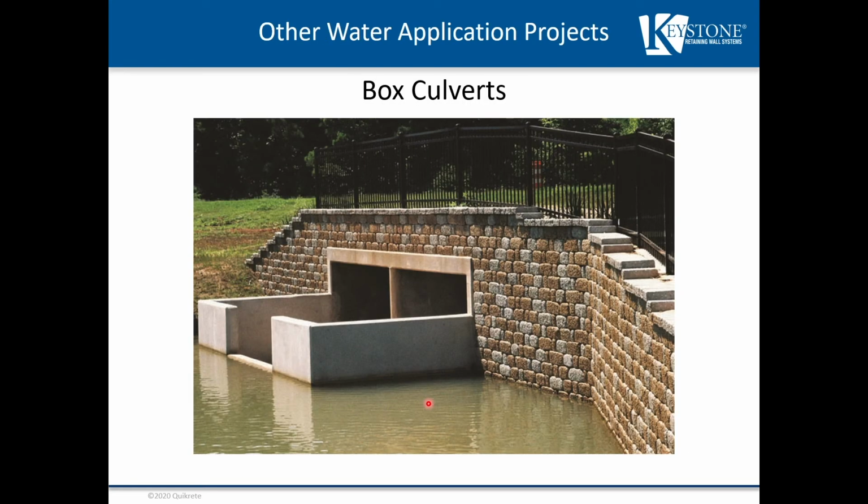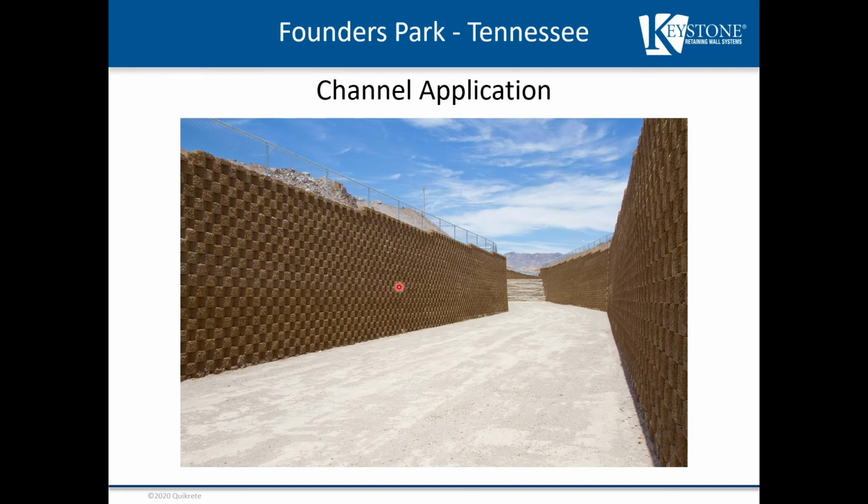So there are many different types of water applications where our Keystone products can be utilized, from this concrete box culvert application, where it's a control type structure where the head wall's here. You can see the weir wall out in front, to a larger drainage type structure channel application. This happens to be a flash flood wash control diversion channel in Arizona.